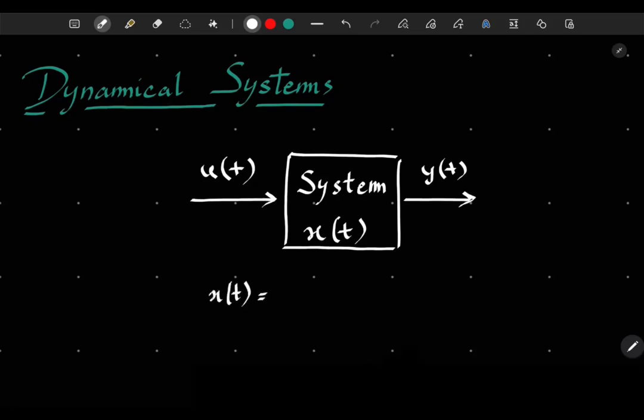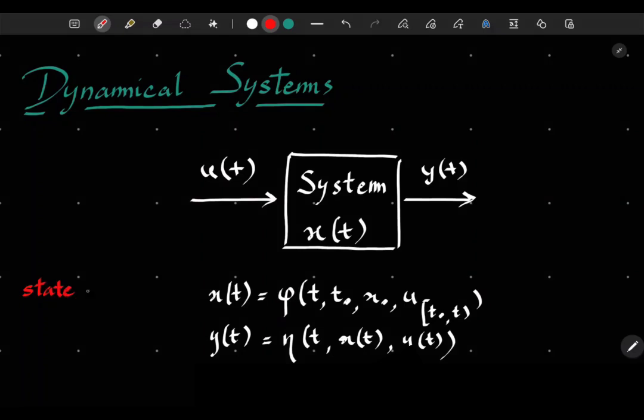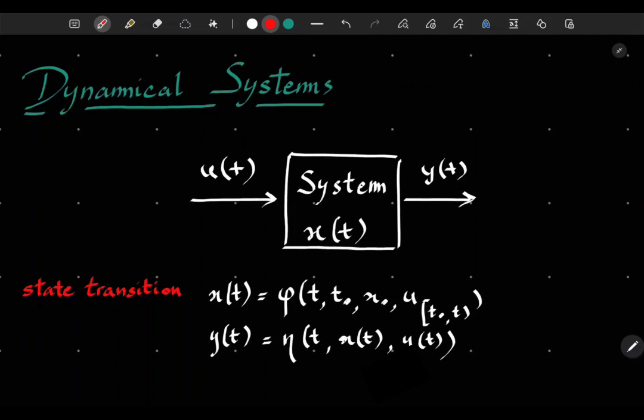In the simplest case, our system will admit an explicit representation, which looks like this. First, we have a so-called state transition function. This function expresses the state x at time t as a function of the current time, the initial time, the initial point of the trajectory, x0, and of the inputs fed to the system in the interval t0 up to t. As we said, the trajectory of the system is completely known once its initial state x0 is given, along with the values of the input variables.